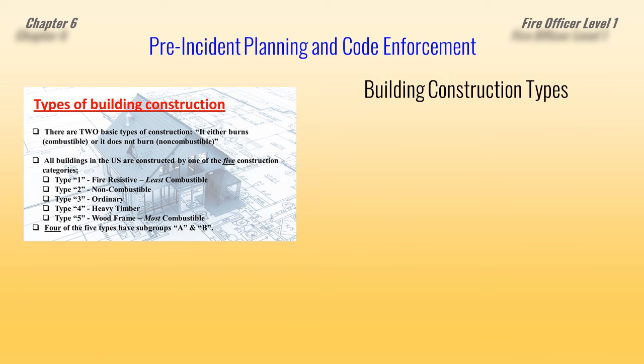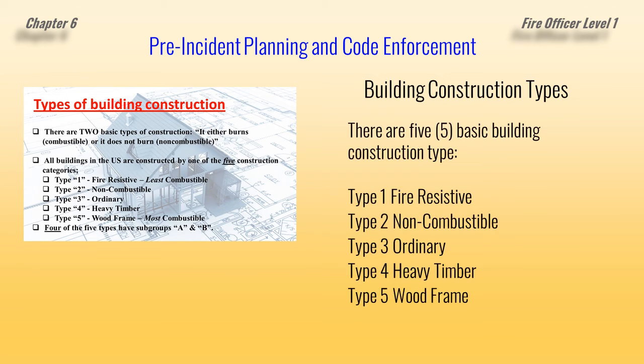Alright, so building construction types. Again, this is laid out in the building code, but there are 5 basic building construction types that we as fire officers need to have an understanding of. Right? So a type 1 building is also referred to as fire resistive. I do a standalone course for building construction. I think it gets right down to the basics of all these types of construction.